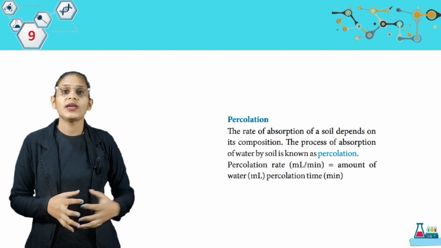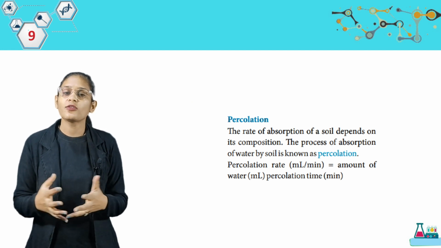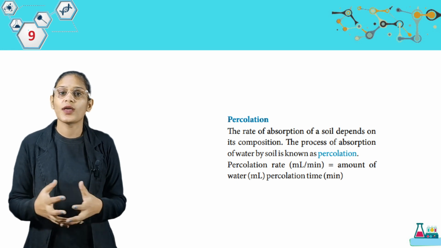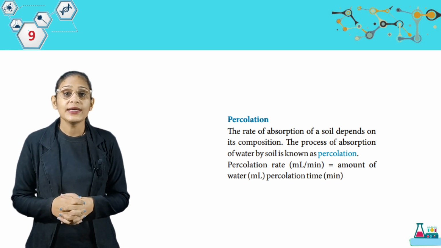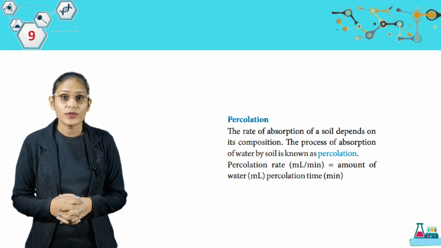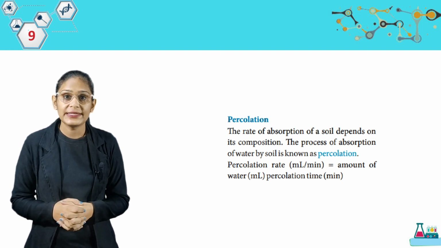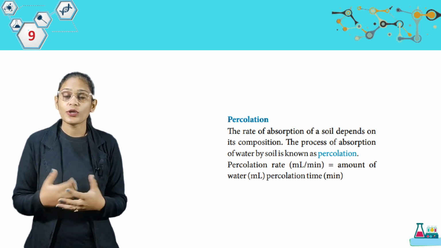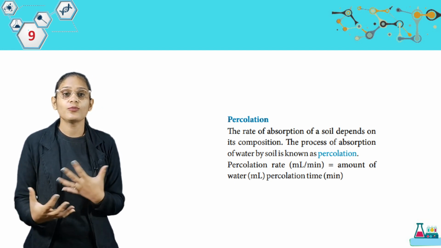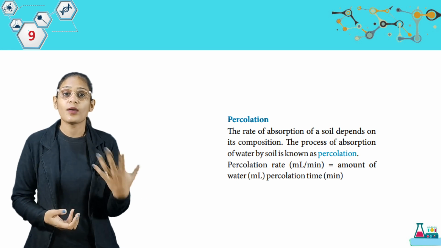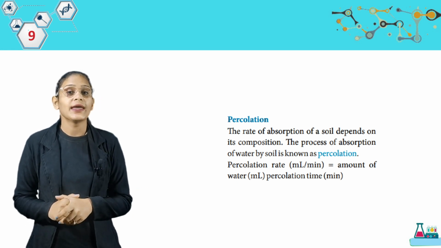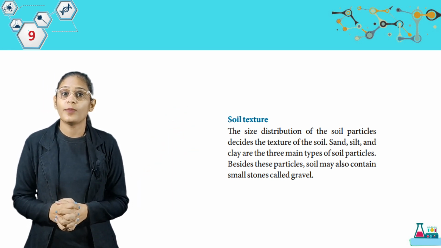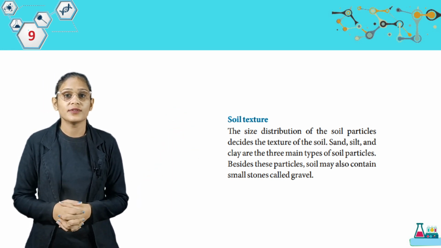Now the second we have is percolation. The rate of absorption of a soil depends on its composition. The process of absorption of water by soil is known as percolation. Percolation rate in milliliter per minute is equal to amount of water in milliliter divided by percolation time in minutes. So students, this is the rate of percolation. Percolation is when a soil absorbs water, at what rate or in what amount. Now we have soil texture. The size distribution of soil particles decides the texture of the soil.